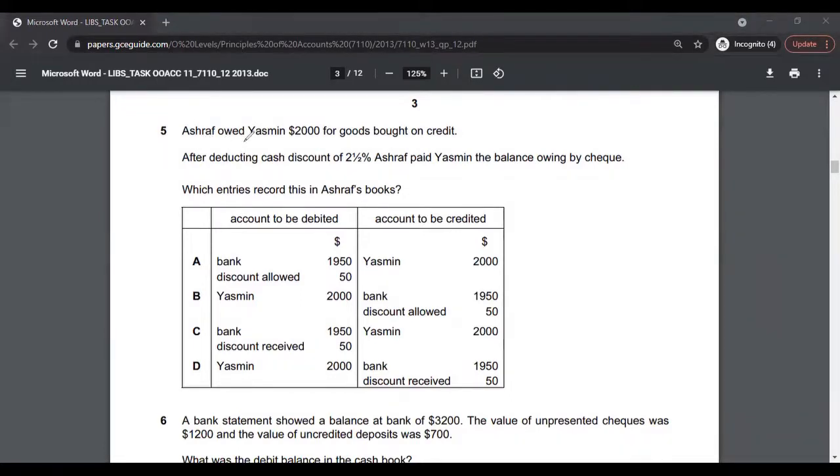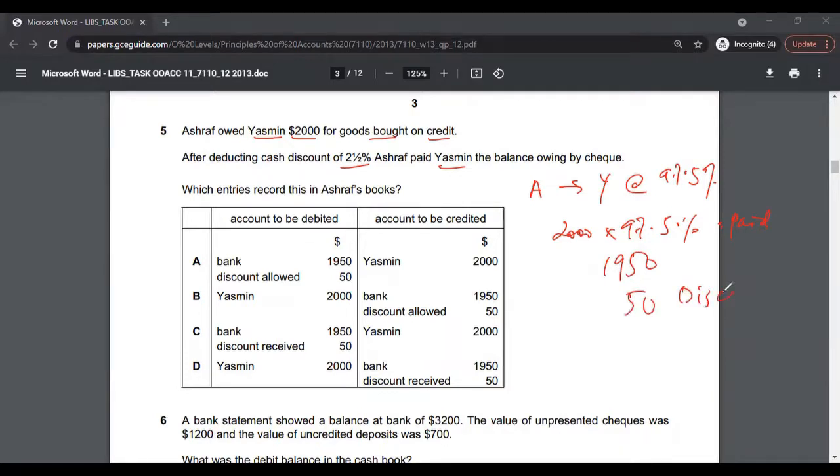Multiple choice 5. Ashraf owed Yasmin $2,000 for goods bought on credit. After deducting a cash discount of 2.5%, Ashraf paid Yasmin. So Ashraf paid Yasmin 97.5%. So 2,000 times 97.5%. This is what has been paid by Ashraf. If we calculate, this amount comes to 1,950. That means 50 is basically the discount received by Ashraf.